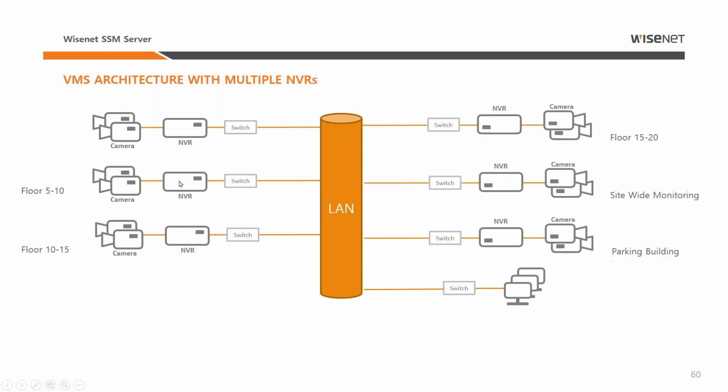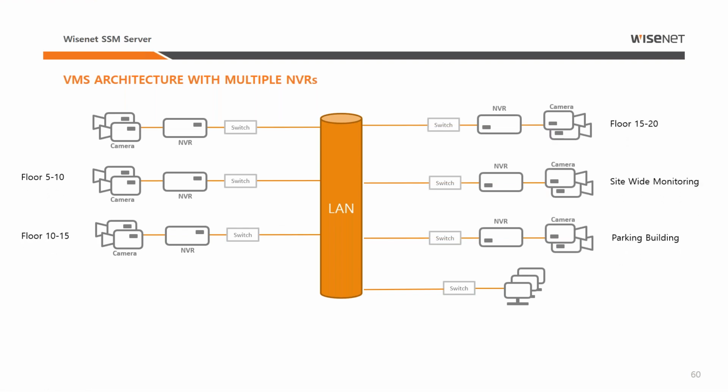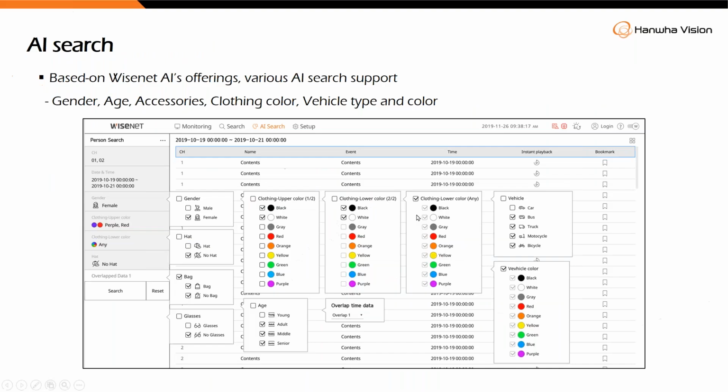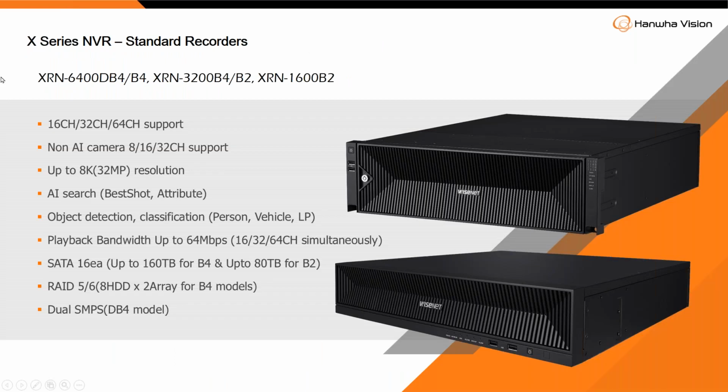If you're using NVR, what is this NVR? Once again, NVR is these models, right? XRN 6410. These are ending with N. These are NVR, 64 channel NVR, 16 channel, 8 channel. If you use these NVRs, you can connect to one server 3000 cameras.